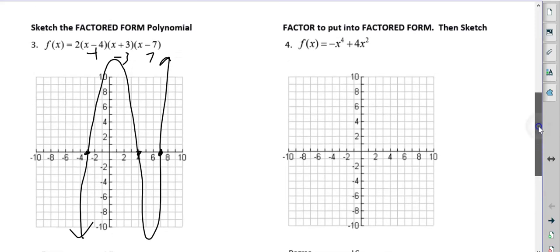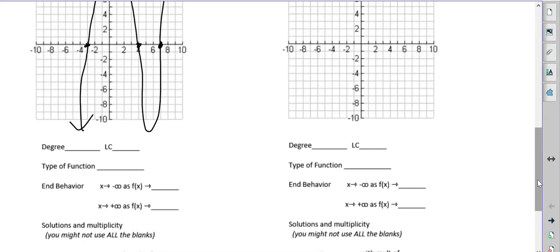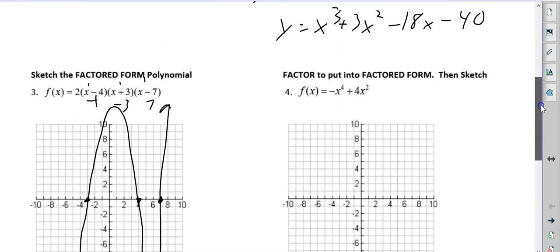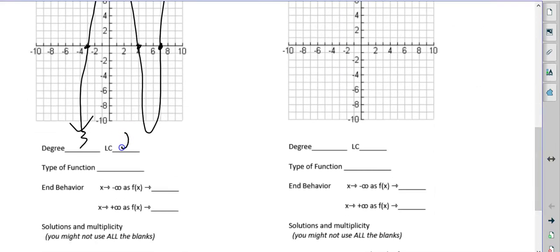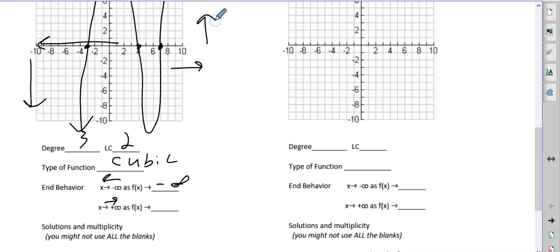Okay? The degree is 1, 2, 3. It is cubic. The lead coefficient is that 2 out in front. Like I said, it's cubic. Now remember, this means as it goes left, what's happening? So as we go left, it's going down towards negative infinity. This means as I go right, what's happening? It's going up towards positive infinity.